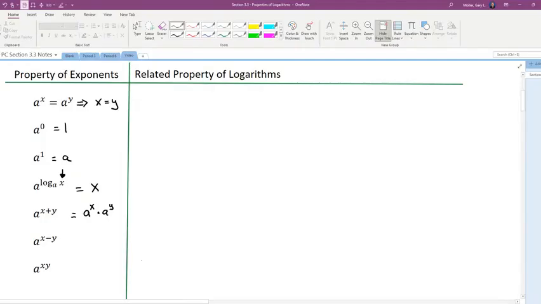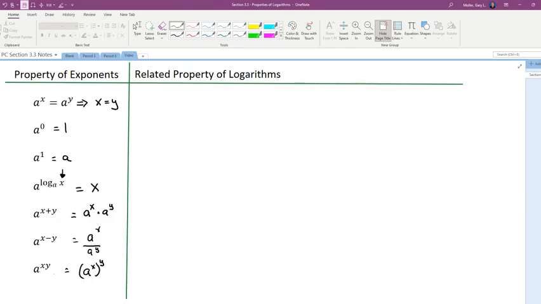So a to the x minus y becomes a to the x divided by a to the y. And if we're dividing numbers with the same base, we subtract their exponents and you get x minus y. And then we know that this one is a to the x to the y power, so if we have exponents being multiplied together, we can look at it as a power to a power.